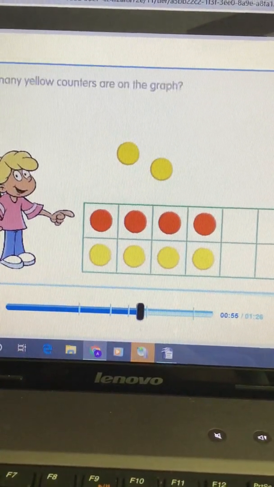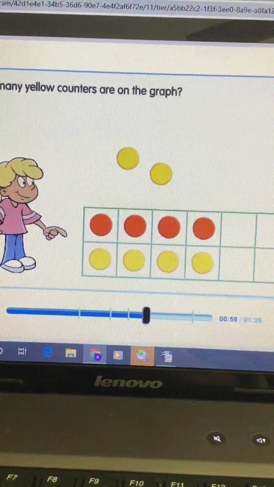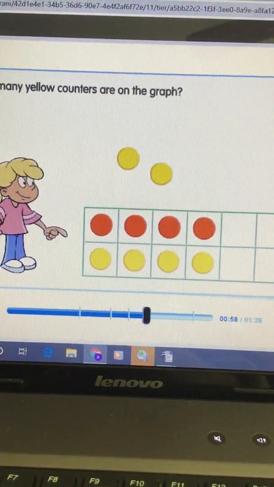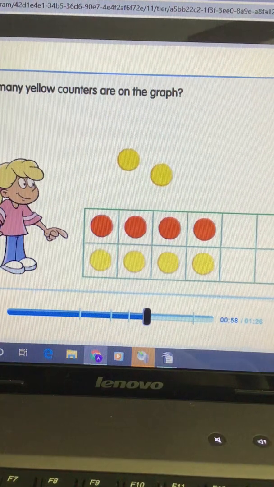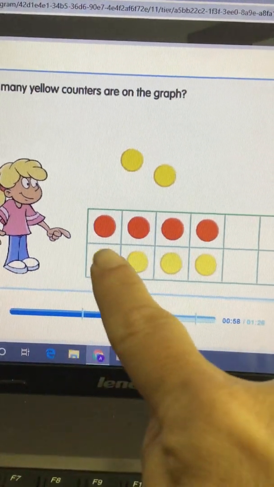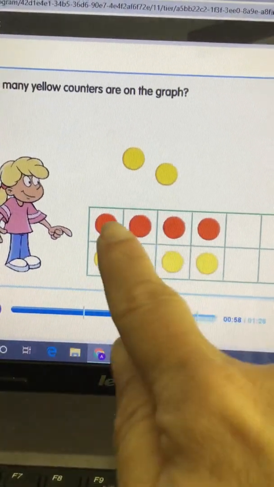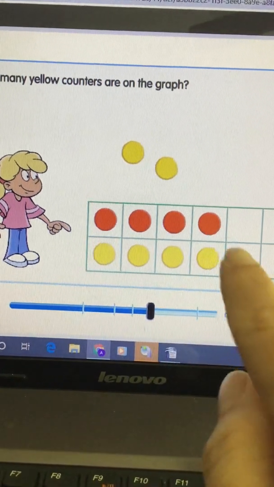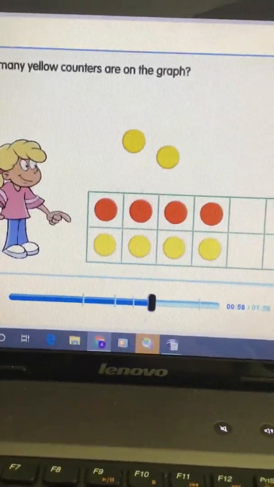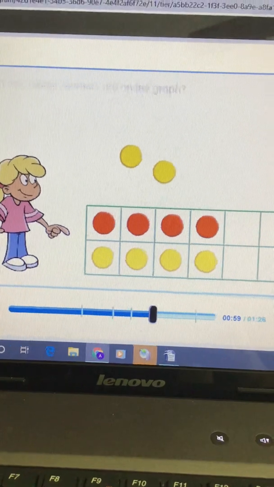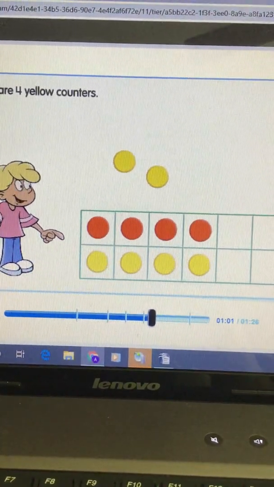How many yellow counters are on the graph? Now it asks us how many yellow counters are on the graph. So we also have 1, 2, 3, 4. They are the same amount. We don't have all of them on the graph yet, though. There are 4 yellow counters.